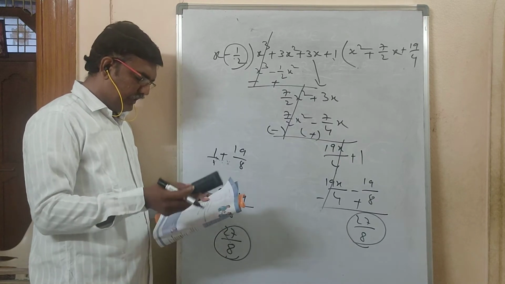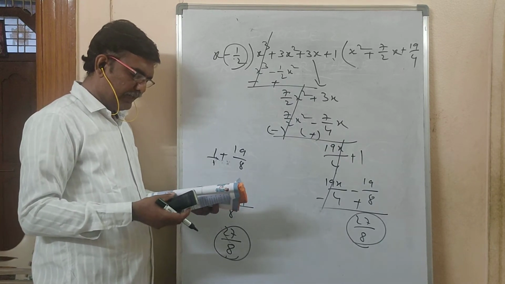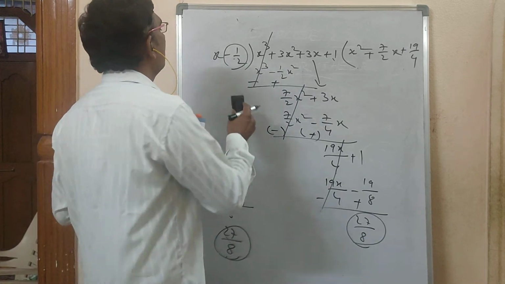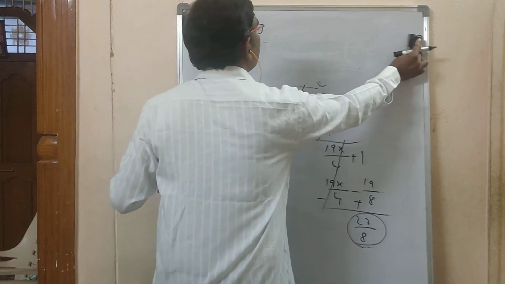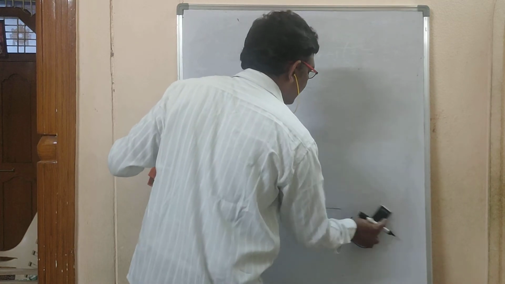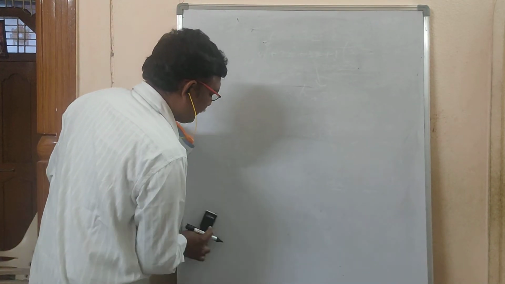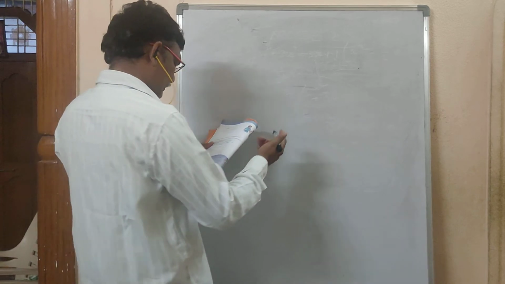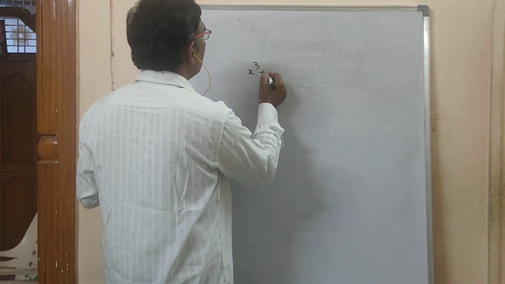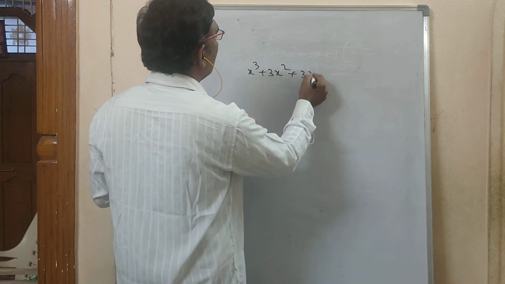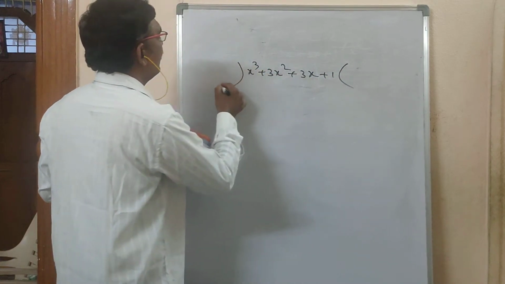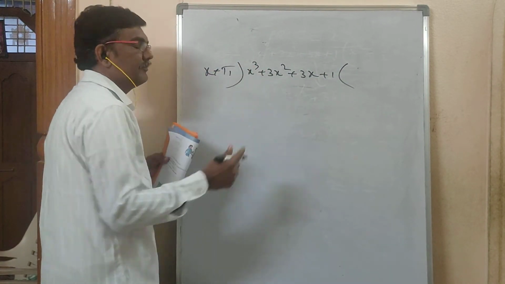Okay. So these divisions you have to practice. Fourth question, x plus pi is given. How to do division, we will see here. x plus pi. Again the same polynomial, x cube plus 3x square plus 3x plus 1. You should divide it with x plus pi.